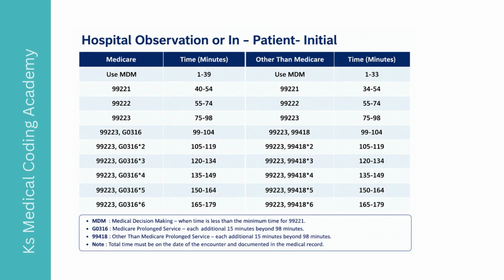to 89 minutes. If the total time exceeds the maximum time for 99223, report the prolonged service code G0316 for each additional 15-minute increment. For payers other than Medicare, the initial hospital codes remain the same, but the prolonged service code is 99418 instead of G0316. Remember, prolonged service codes are used only when time is the basis for code selection, and the total time must be documented on the date of the encounter.